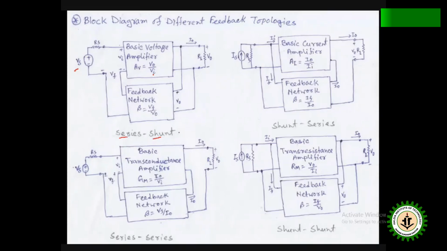Voltage amplifier we use here, and the feedback network, the beta is the gain VF by V naught.